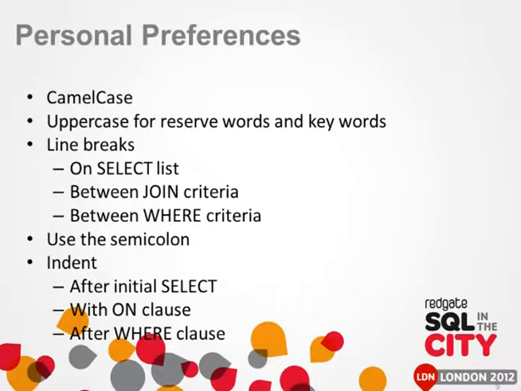This is the stuff that I do. I put line breaks on the select list. I put line breaks on my join criteria. I put line breaks between my where clauses. I break it all down. So I've got space around my words so I can see things. Use the semicolon.